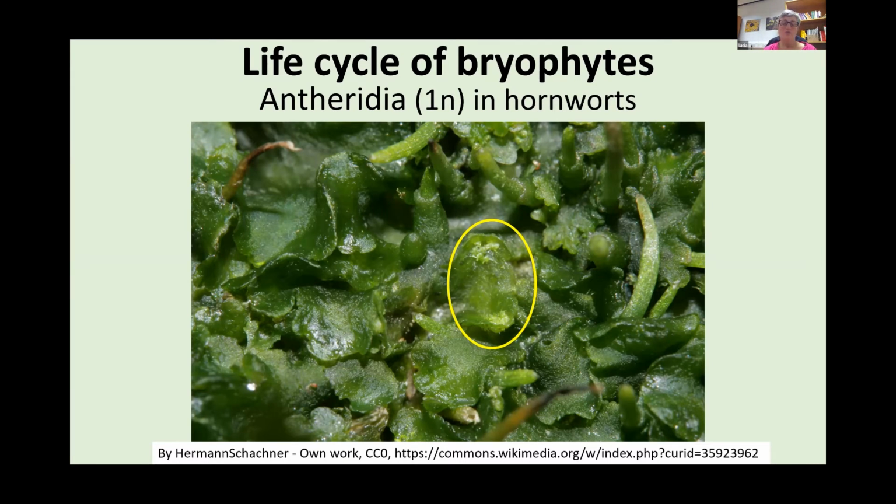In hornworts, the antheridia are contained in pits, antheridial pits. Don't forget, hornworts are much simpler plants. They are more primitive than liverworts and mosses. So they just have a sort of container with the antheridia inside.